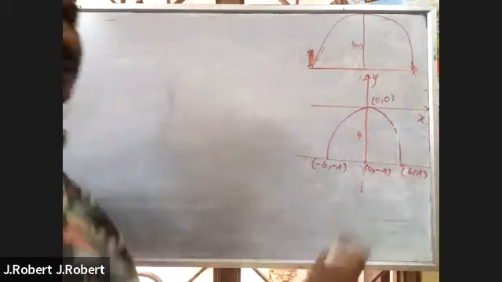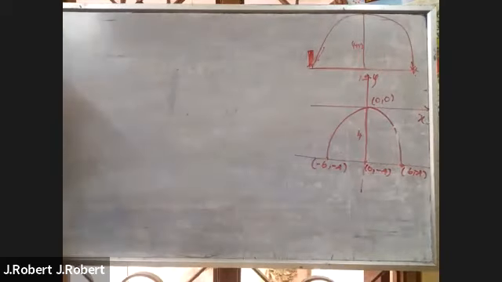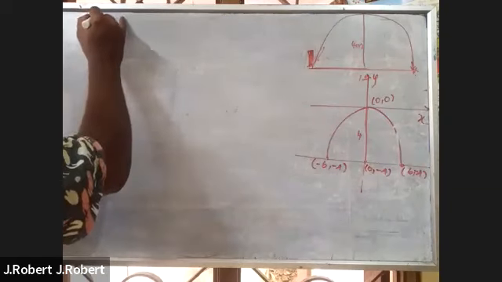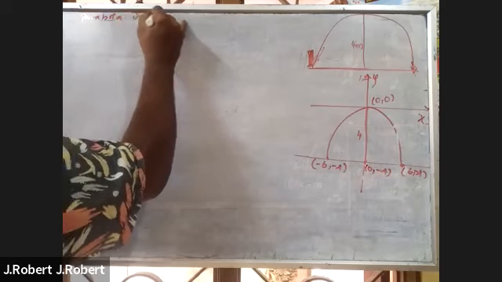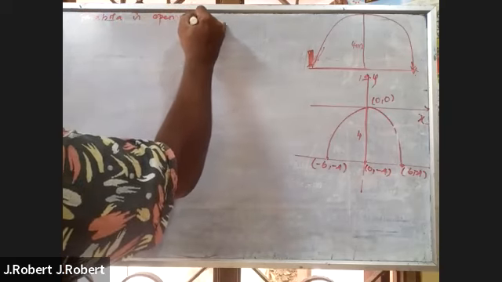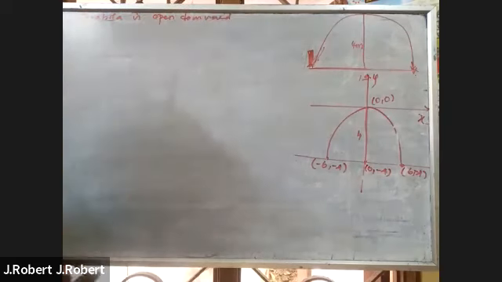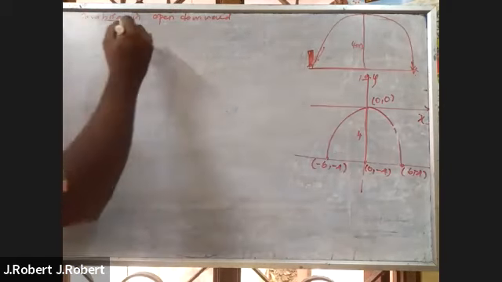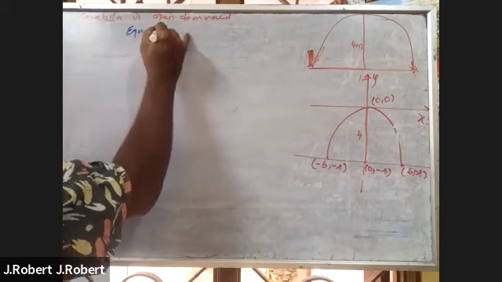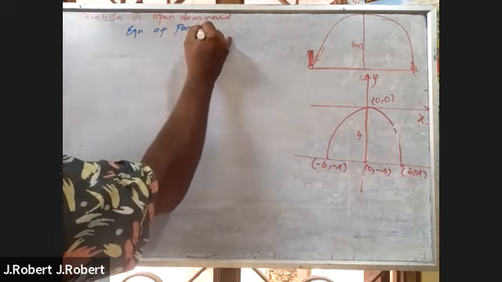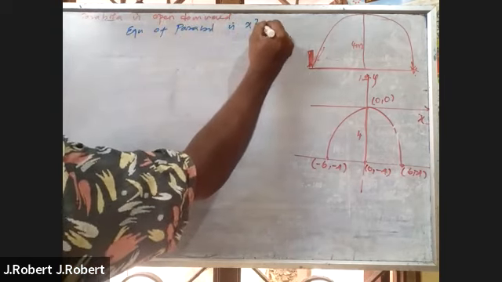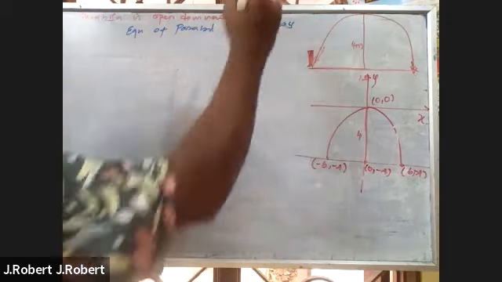It looks open. The parabola is what? Downwards. Very good. Open downward. So when the parabola is open downward, what is the equation of parabola? X square is equal to -4ay. Very good. So equation of parabola is x squared is equals to -4ay.